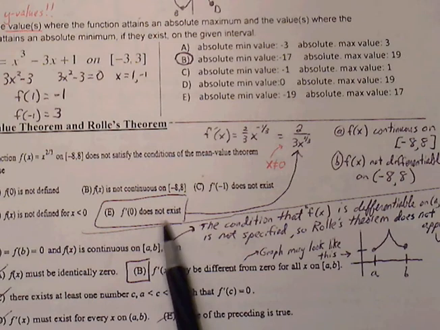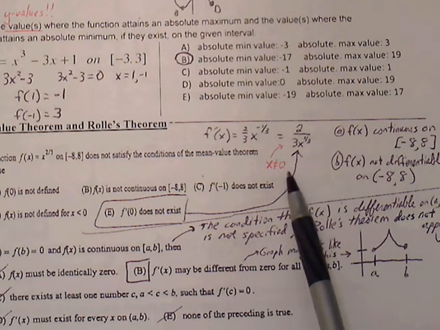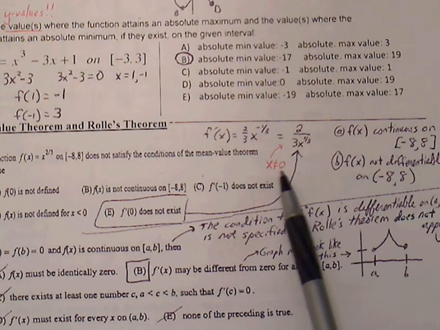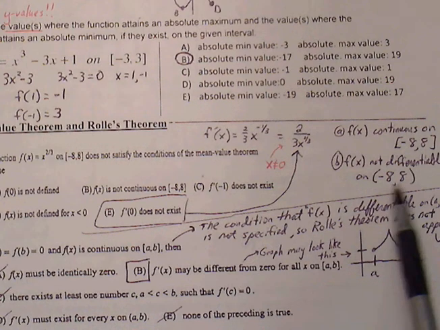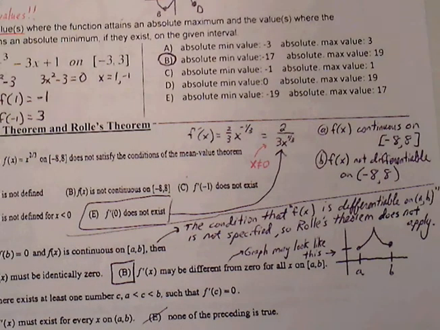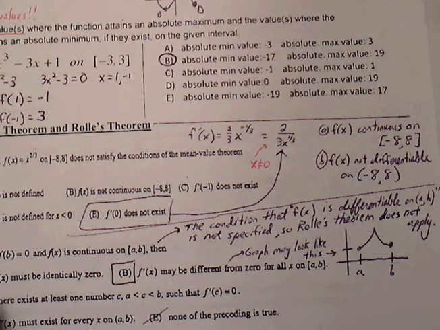F prime of 0 does not exist. And we see that the point where the function is not differentiable falls between our endpoints. So it's going to cause the function to be not differentiable somewhere in our open interval, -8 to 8. Okay, number 7.